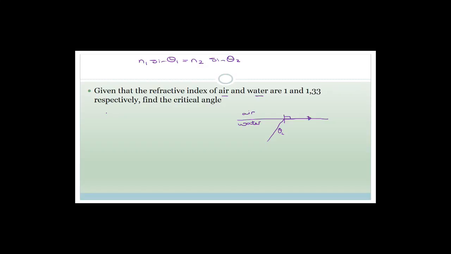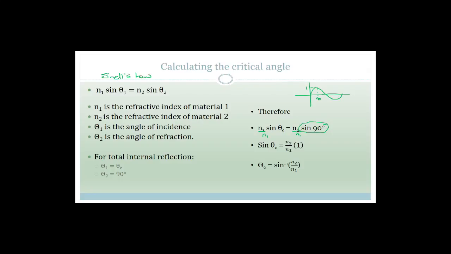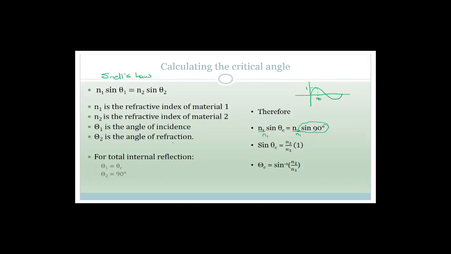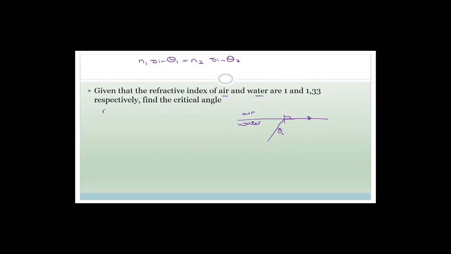So we know that n1 is the refractive index of material 1, and n2 is the refractive index of material 2, theta 1 is the angle of incidence, and theta 2 is the angle of refraction. In other words, n1 is going to have the refractive index of 1.33. n2 is going to have the refractive index of 1. Then theta 1 is going to be the critical angle because it's the incident angle, right? And theta 2 is going to be 90 degrees because it is the angle of refraction.